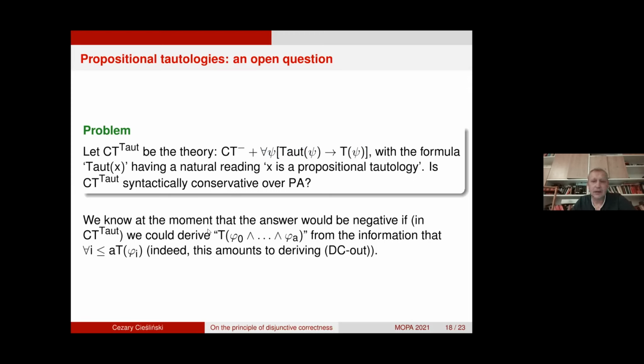A quick comment, the answer would be negative if we had a sort of conjunctive correctness. Given the fact that every phi j is true individually, the conjunction of phi 0 up to phi a is true. The situation of conjunction is really dual to that of disjunction, so conjunction in is the same as disjunction out. We don't know whether this theory is strong enough to prove this. And a result motivated by this question.